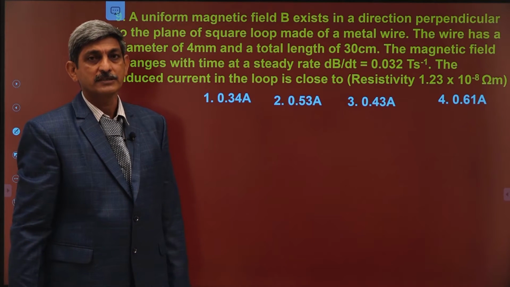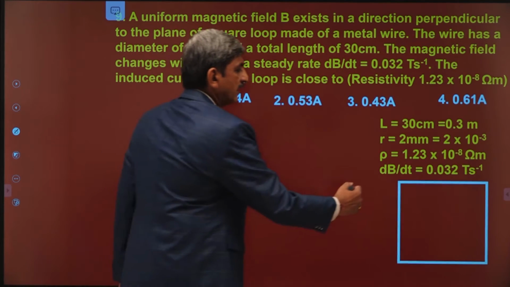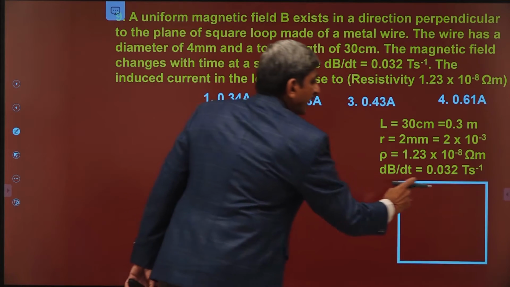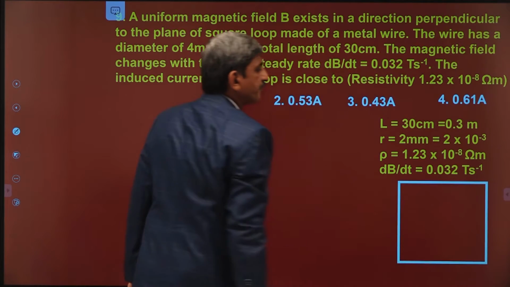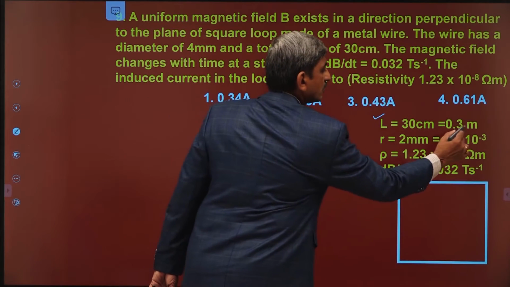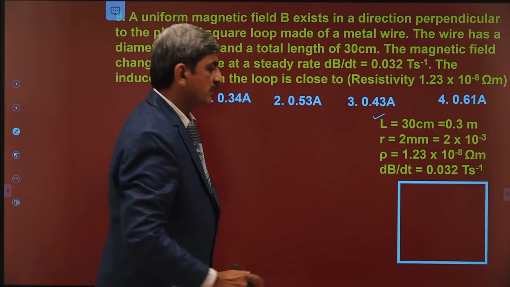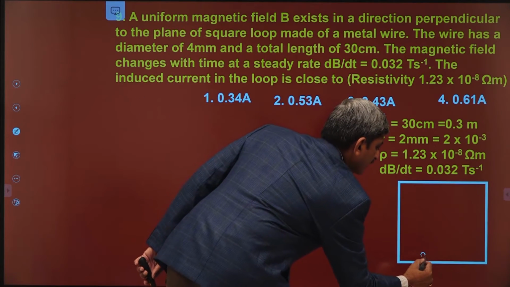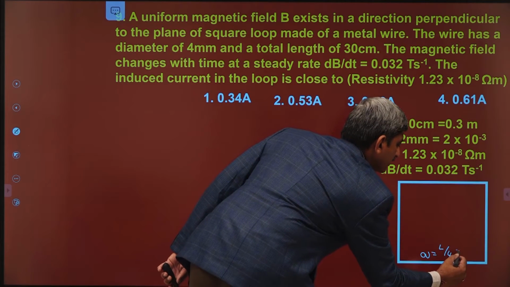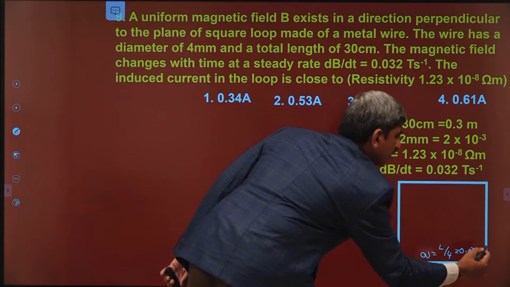Okay. Now let us see that here we have a wire, and that wire is taken in the form of a square loop. The length of the wire is given as 30 centimeters, which is equal to 0.3 meters. Because the wire is bent in the form of a square, the side of the square is equal to L by 4, that is equal to 0.075 meters.